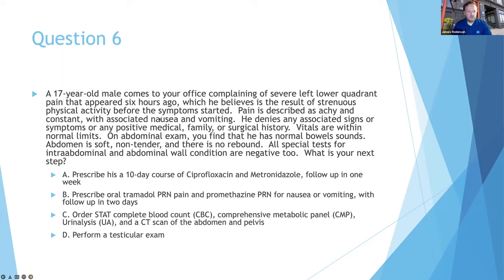Okay. So we're going to move on to question number 6. A 17-year-old male comes to your office complaining of severe left lower quadrant pain that appeared 6 hours ago, which he believes is a result of strenuous physical activity before the symptoms started. Pain is described as achy and constant and associated with nausea and vomiting. He denies any other associated signs or symptoms and any positive medical, family, or surgical history. Vitals are within normal limits. On abdominal exam, you find that he has normal bowel sounds. Abdomen is soft, non-tender, and there is no rebound. All special tests for intra-abdominal and abdominal wall conditions are negative. What is your next step?